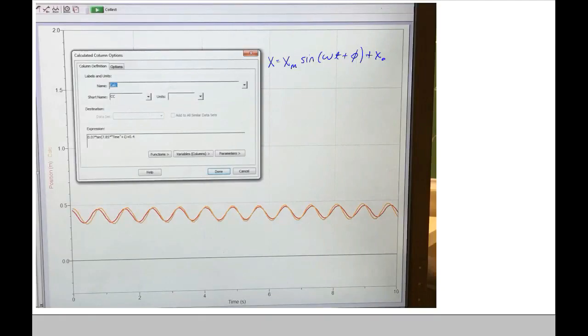In the Translational Simple Harmonic Motion Lab, you are asked to take data of an oscillating system and then fit a line through that. The equation you're given to fit is x equals x max sine(omega t plus phi) plus x naught. So x max is the amplitude of the wave, omega is the angular frequency, phi is a phase angle, and x naught is an offset.